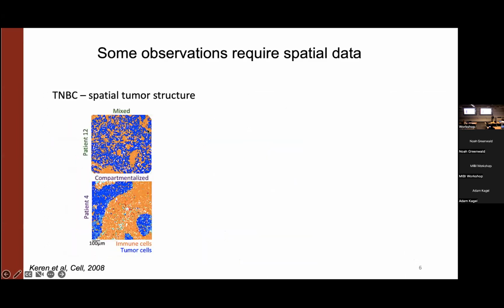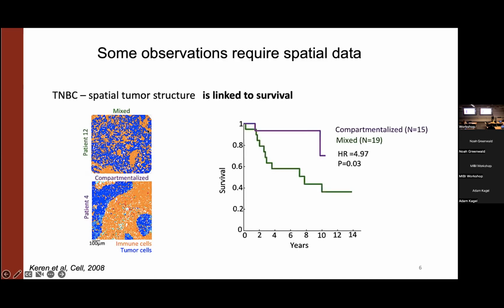So we would like to incorporate the spatial context, and first we'll start with an example of how this could be very, very important. What you see here are two cell phenotype maps for two triple-negative breast cancer patients. The one on top has this really salt and peppery mixing of immune cells in orange and tumor cells in blue, while the bottom one has compartments. Immune cells tend to be next to immune cells, tumor cells are isolated in their own compartments. And as it turned out, this is a very good predictor of patient survival, as you can see here.